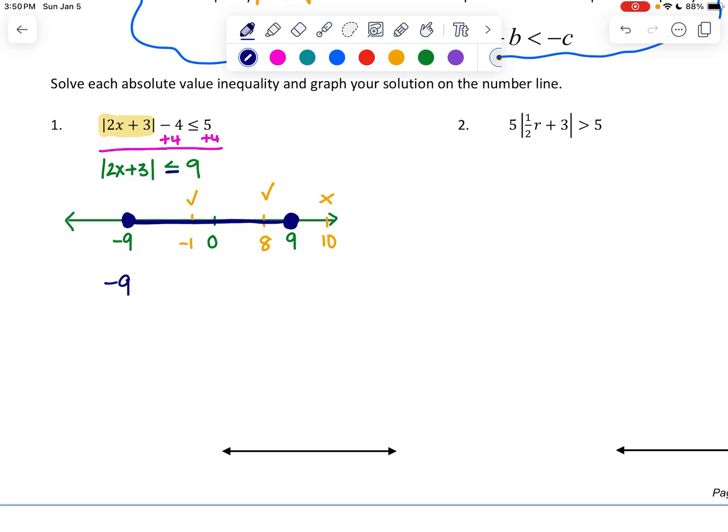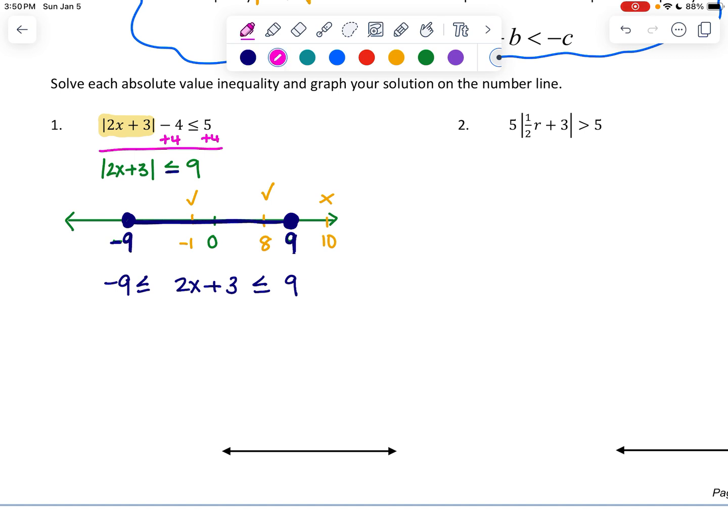So negative 9 is less than or equal to 2x plus 3 is less than or equal to positive 9. I want you to see how the number line guides you in the construction of your inequality. Now, this at this point should look extremely familiar. This is exactly what we did with solving compound inequalities. This is solving an and compound inequality.